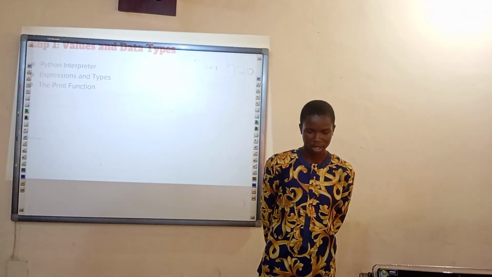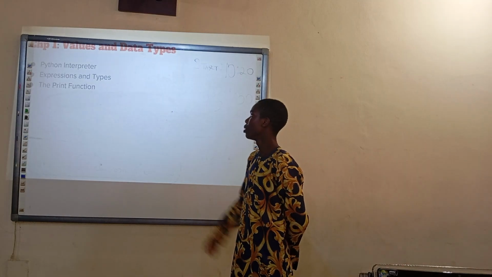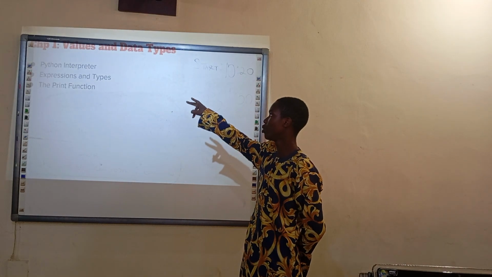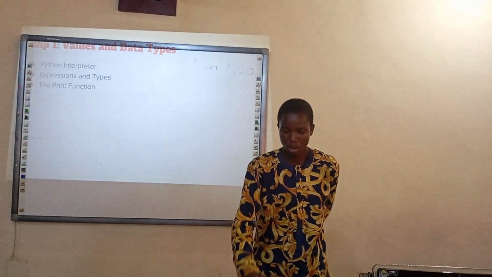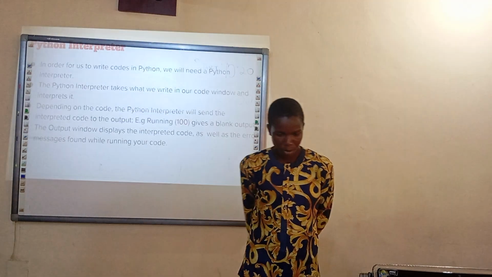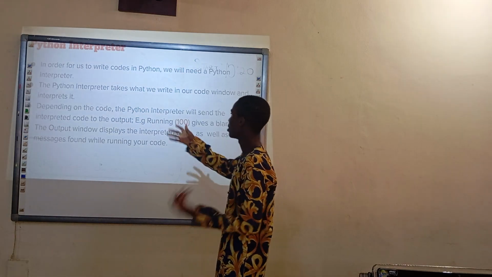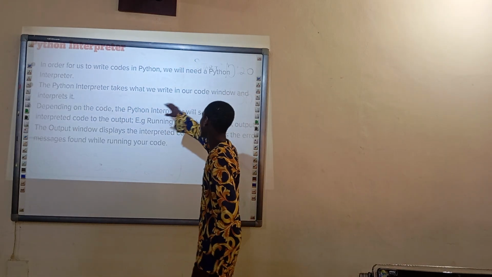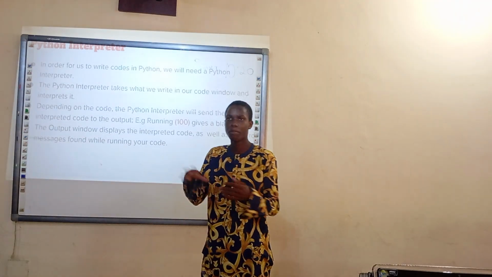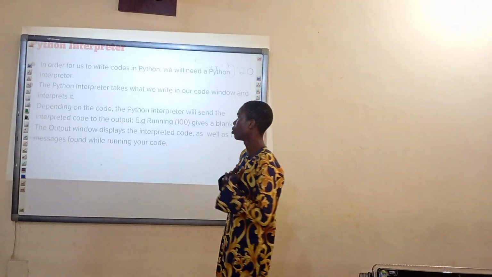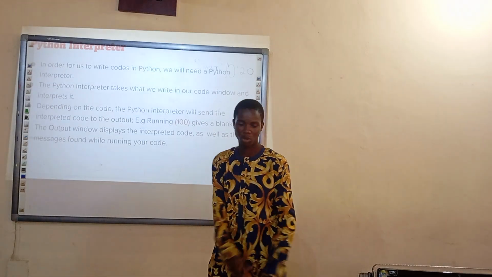So chapter 1, we'll be talking about values and data types, the Python interpreter, expressions and types, and the print function. The Python interpreter is what basically interprets the code we write. That's to say, it takes what we write down in our code and interprets all the functions, all the methods and everything. It does the work in the background and shows the result in the output window.